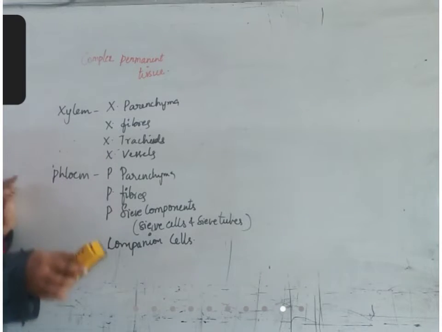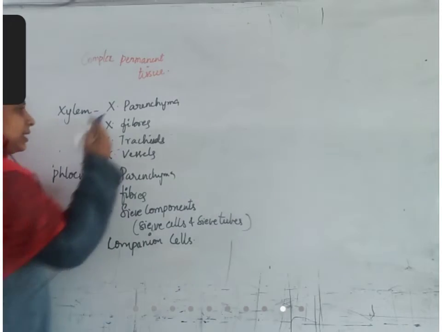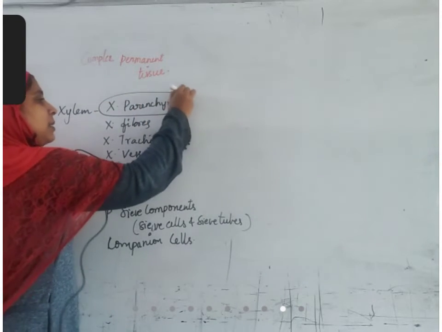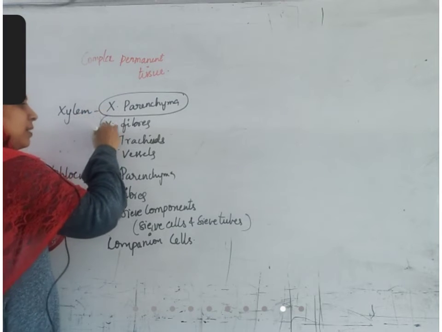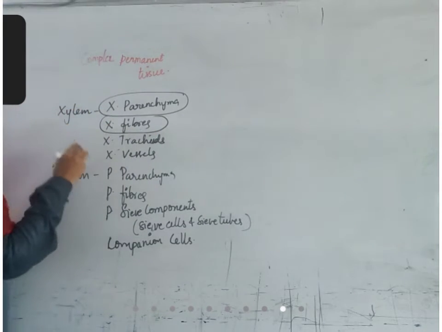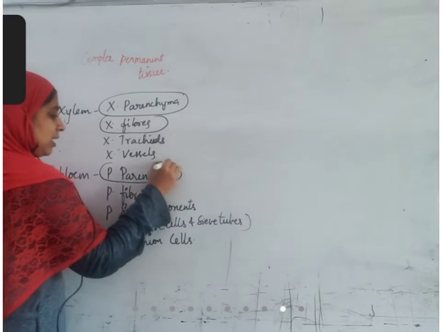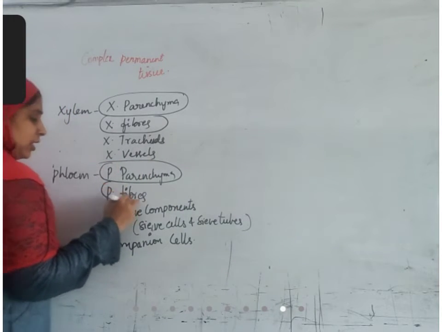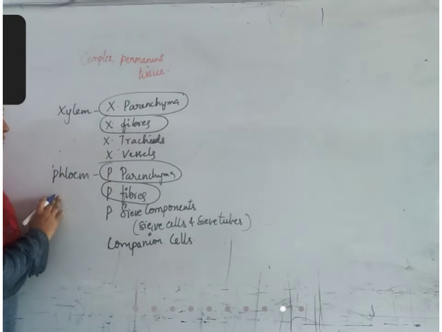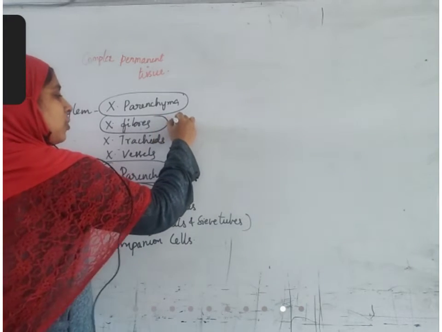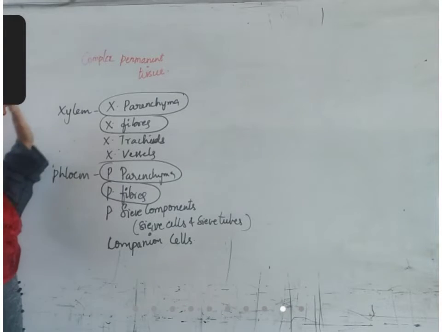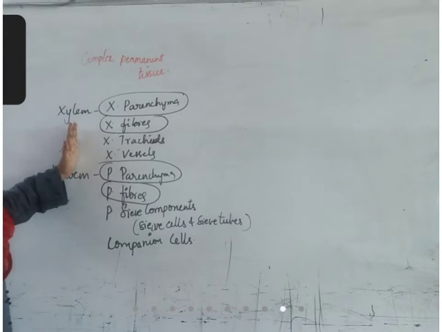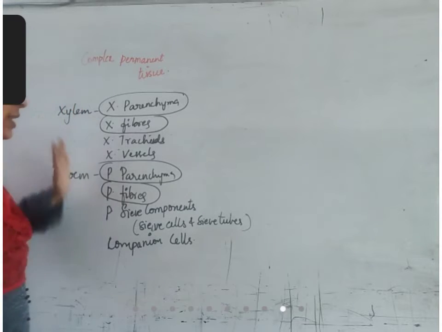What you should understand here is that this parenchyma is similar to the parenchyma in simple permanent tissue. These fibers are similar to fibers of simple permanent tissue. Here fibers are part of sclerenchyma. So why are they included separately in xylem? Because they will be present along the xylem tracheids and vessels.